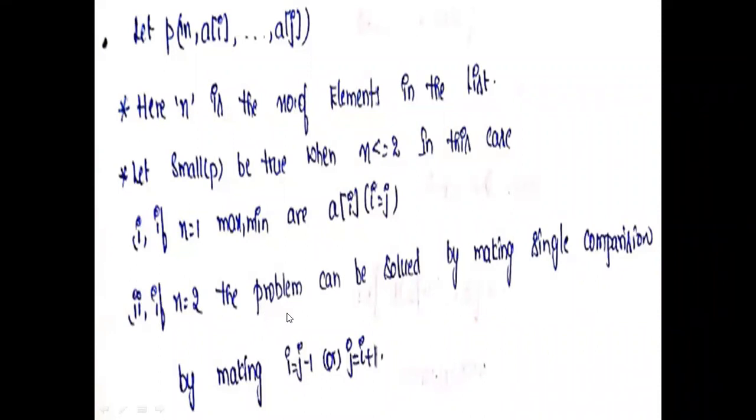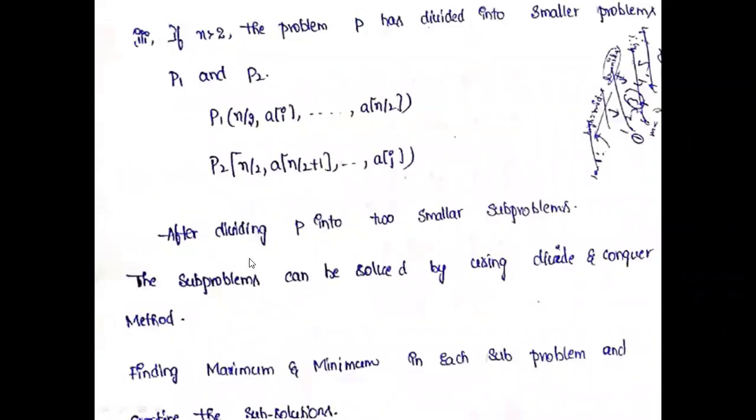Suppose the array has more than 2 elements. You must find the maximum value and minimum value by using the divide and conquer method. That is, if n is greater than 2, the problem is divided into subproblems P1 and P2. First find the maximum and minimum value in subproblem P1, and then find the maximum and minimum value in subproblem P2. So the problem is divided into two subproblems.